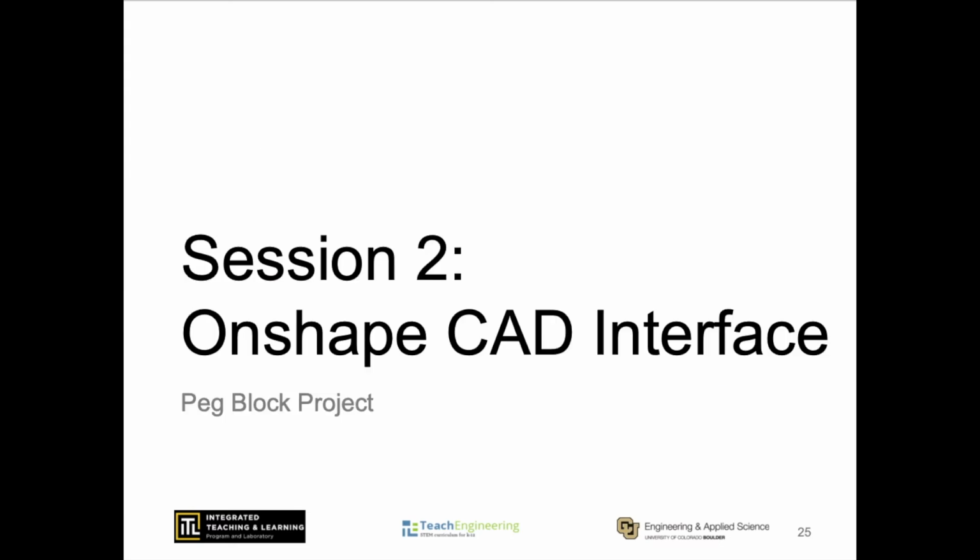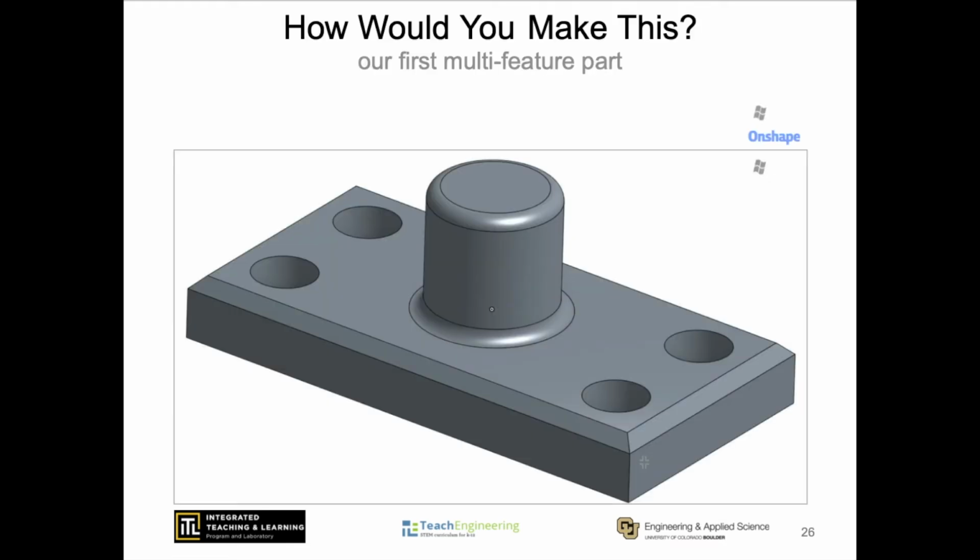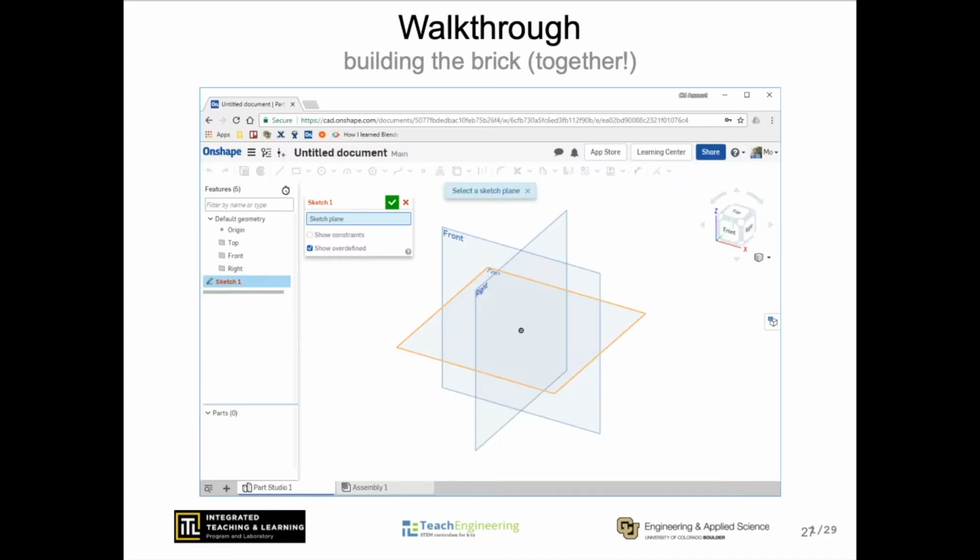Session 2, Onshape CAD Interface. We're going to design a peg block that you can use as a building block. Go ahead and pull up the slides or this video on the left part of your screen and the Onshape window on the right so that it's easier for you to follow through this tutorial.